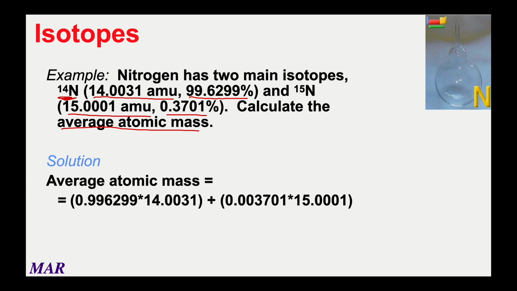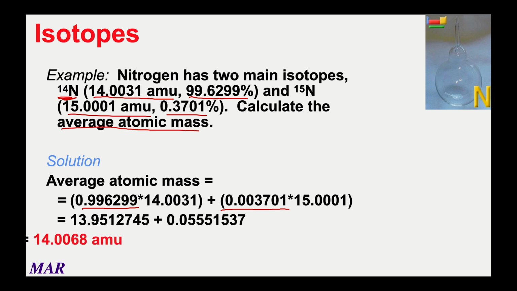So what that looks like, again, using the decimal version, that would be 0.996299 for that one, and 0.3701% becomes 0.003701. Multiply them by the isotope mass. 14.0068 AMU is the average mass of a nitrogen. And that's kind of cool. So that's how they figure out all these different numbers.